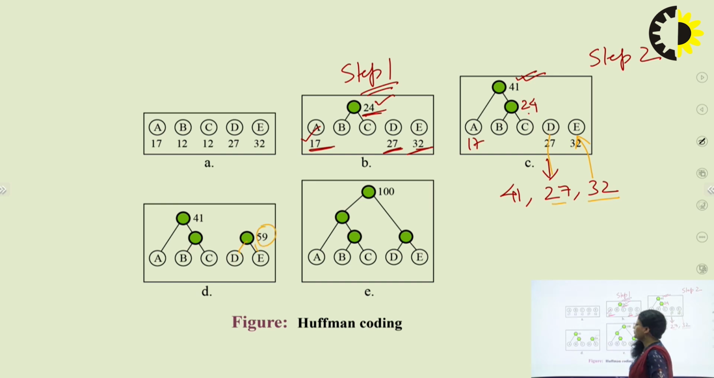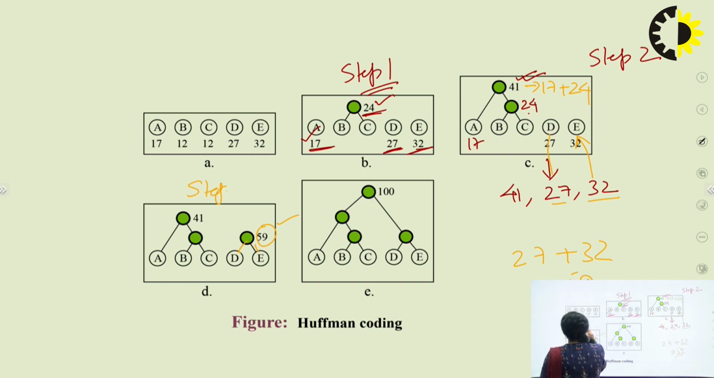27 plus 32 is basically 59. So we are having 59. Here 41, how did we get it? We get 41 by adding up 17 and 24. So this is our step 3.